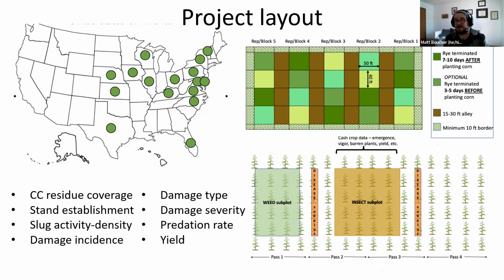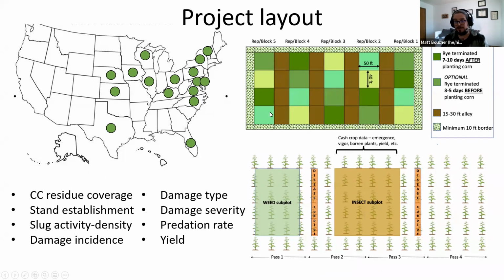We've got 16 states. Each state has a setup where we're all planting rye, we're all planting corn, and then we have 3 or 4 treatments depending on the state. The check treatment, no rye, the standard management, which is 2 to 4 week termination, then planting green 7 to 10 days after, and we might be shifting this based on some feedback from farmers to a little bit earlier, closer to planting, and then an optional shortly before, which we're calling our planting green brown. So here's our project layout.